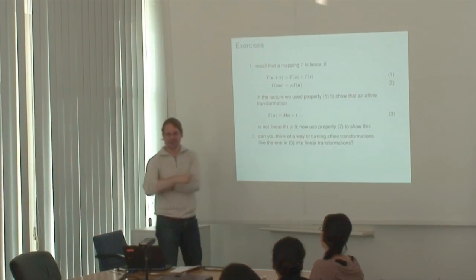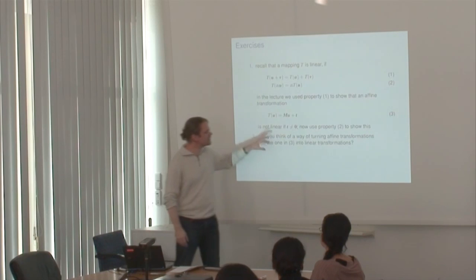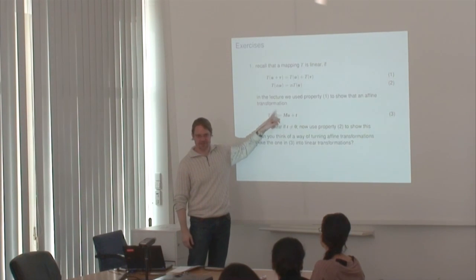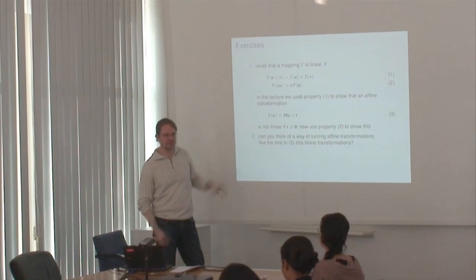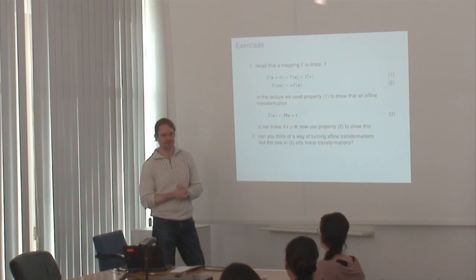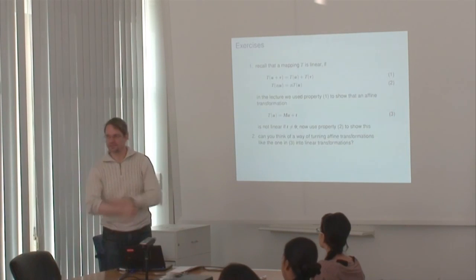You may already know it, but think about it again, because we'll do that next time as well. Is there a way of turning these affine transformations, which are not necessarily linear, into something linear? Can we do that? And how? We'll talk about it next time. That is all I have got for today. Are there any questions?